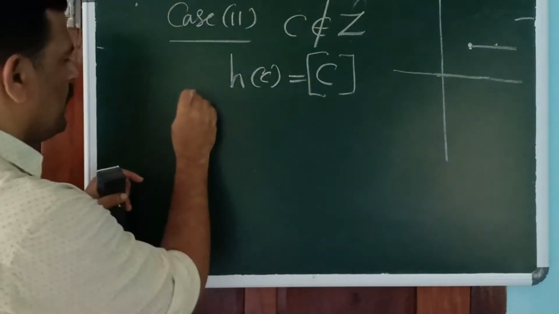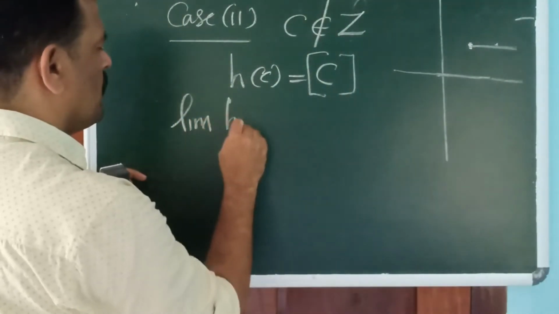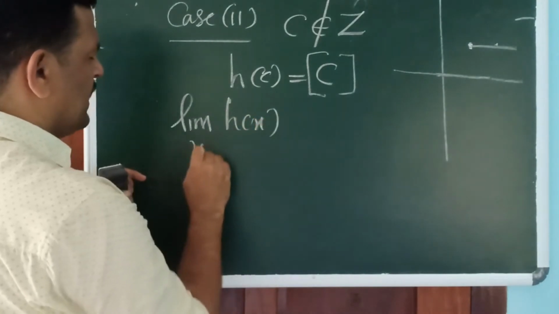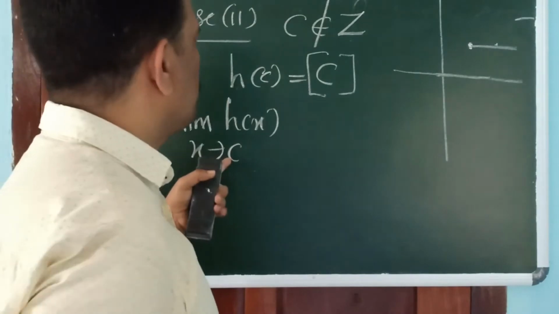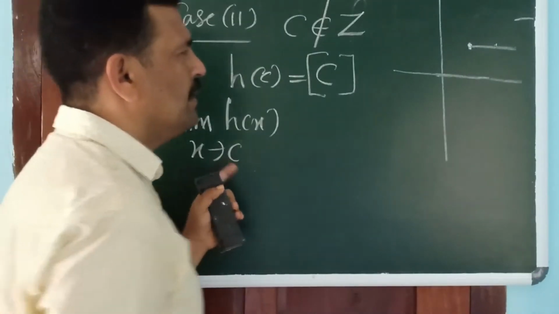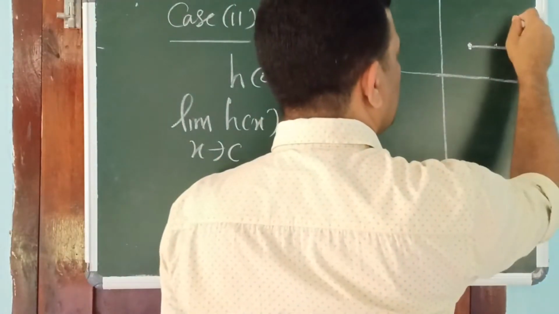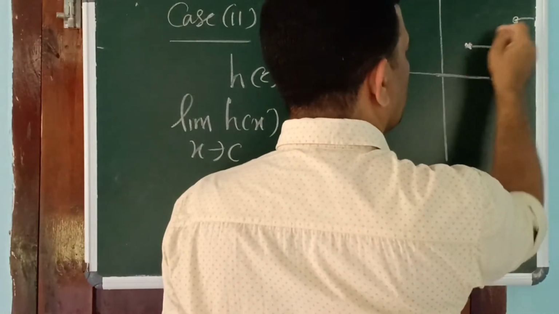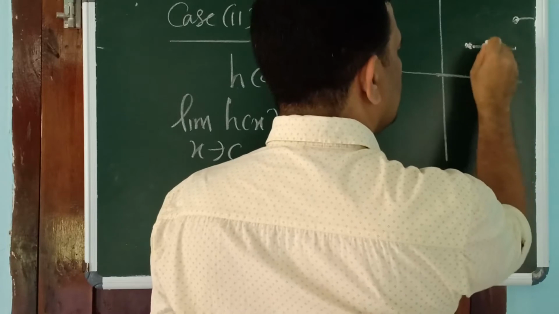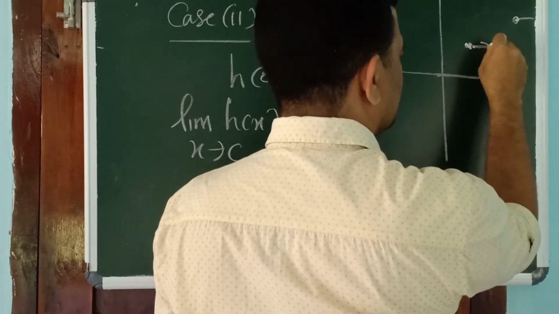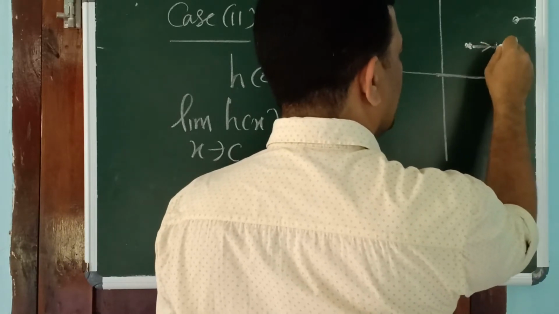Now we can find limit h of x as x tends to c. Here there is no need of finding left limit and right limit separately because c lies between two integers. ഈ ഇൻറ്റിജറിൻ്റെയും ഈ ഇൻറ്റിജറിൻ്റെയും ഇടയിലാണ് സിയുടെ വാല്യൂ ഉള്ളത്. അപ്പോൾ നമ്മൾ സി എച്ച് ടെൻസ് ടു സി എന്ന് പറഞ്ഞാൽ എക്സ് സിയിലേക്ക് ടെൻഡ് ചെയ്യുന്നു.